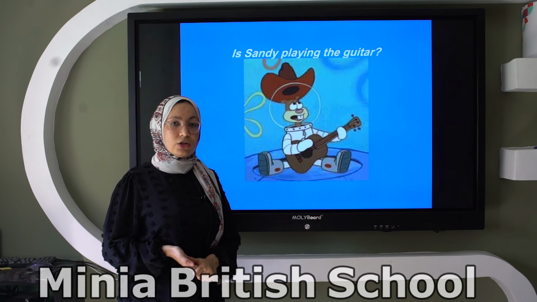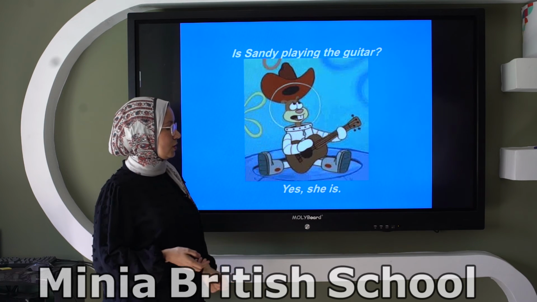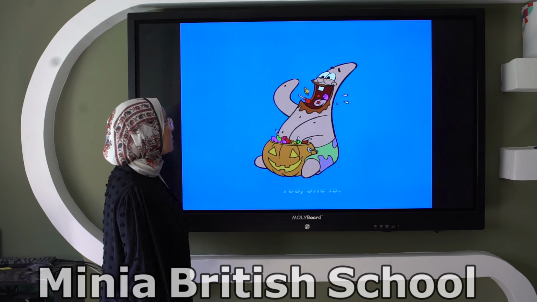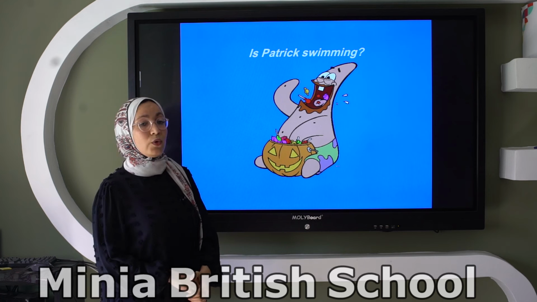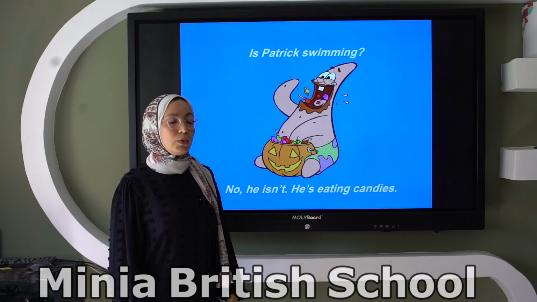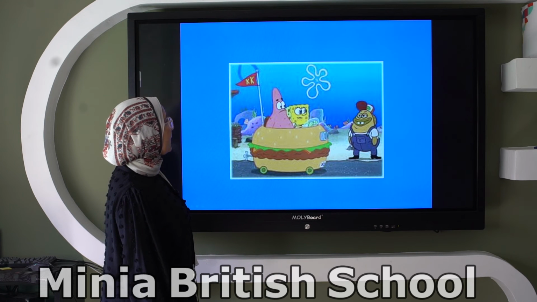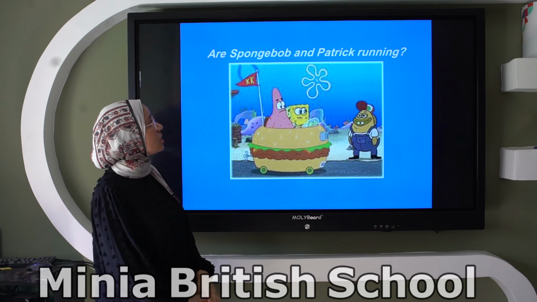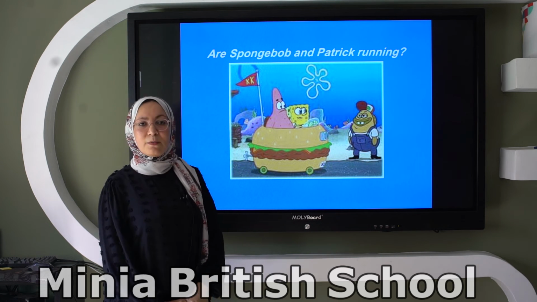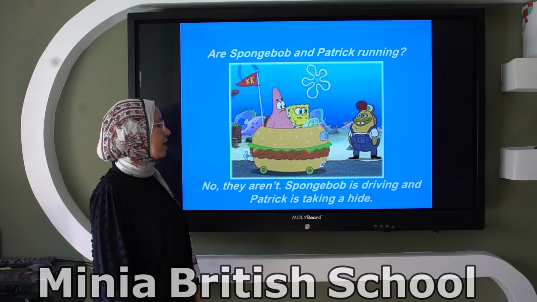Is Sandy playing the guitar? What can you see here in the picture? Of course, yes, she is, because she already has a guitar in her hands and she is playing it. Now, is Patrick swimming? No, he isn't. What is he doing? He is eating candies, right? Are SpongeBob and Patrick running? What can you see in the picture? Of course not. No, they aren't. SpongeBob is driving and Patrick is taking a hike.